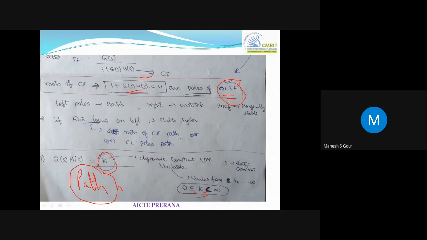So did you understand the basics of the root locus? What do you mean by root locus? It is also called the path of your characteristic equation, how it is going to take place, right?